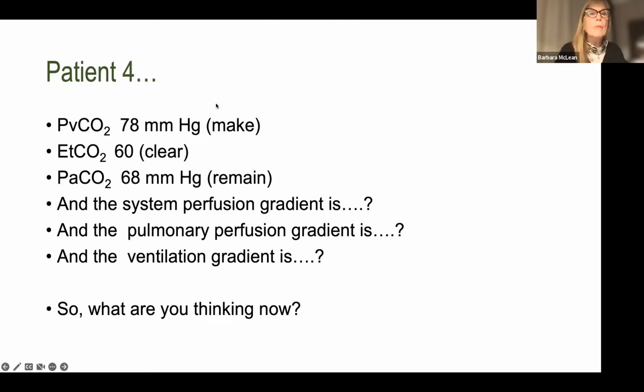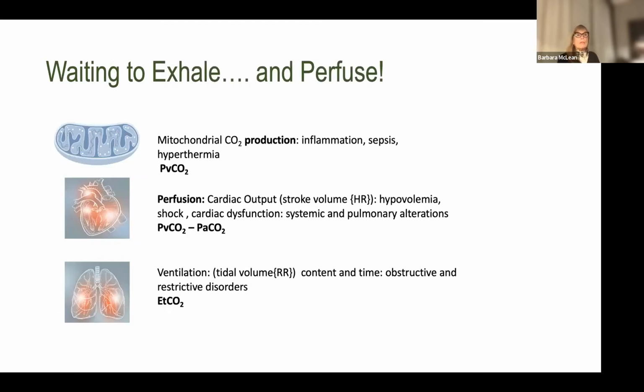Take one more patient here. Okay, PvCO2 is 78, arterial CO2 is 68, that's a difference of 10. End tidal CO2 is 60, that's a difference of PA minus end tidal of 8. So you've got a normal gradient of perfusion in the system, a normal gradient of perfusion in the pulmonary bed. The problem is that you're not ventilated. You need to increase tidal volume, respiratory rate, and time for exhalation.